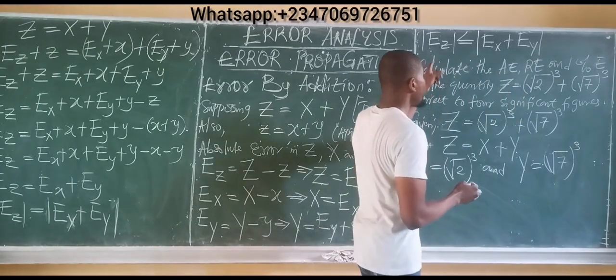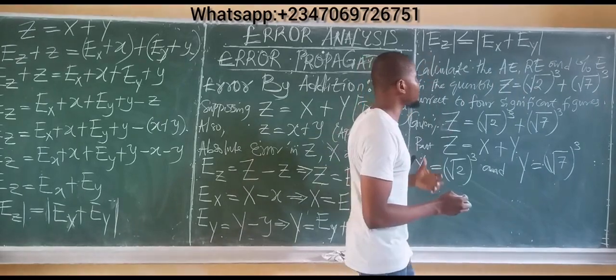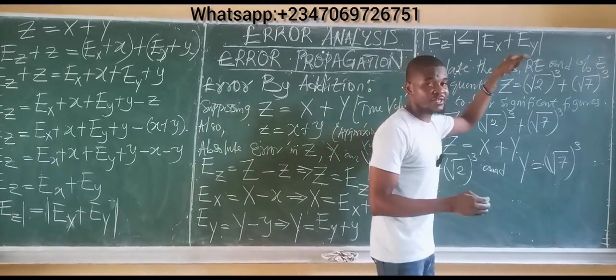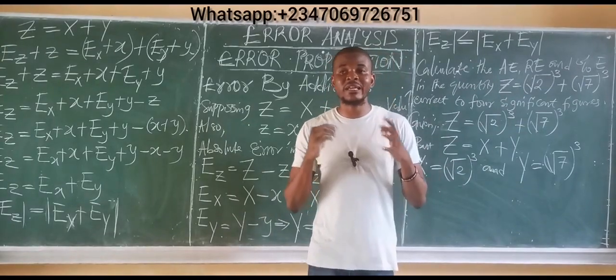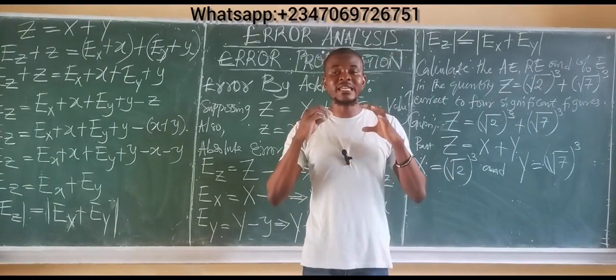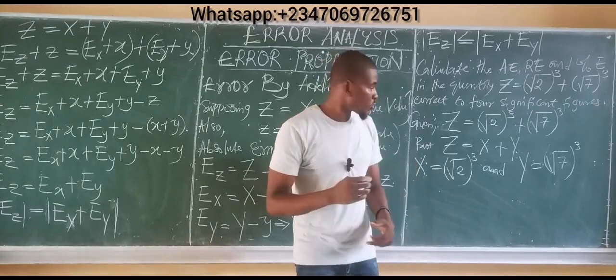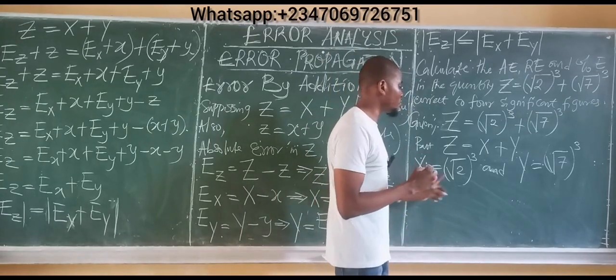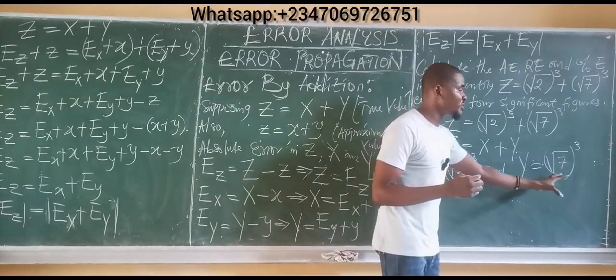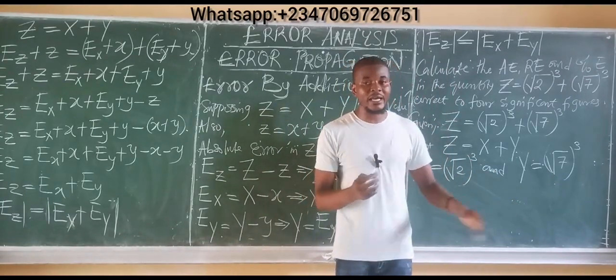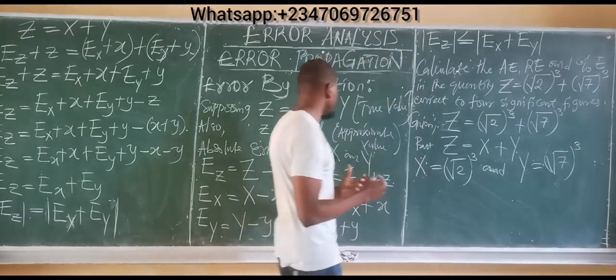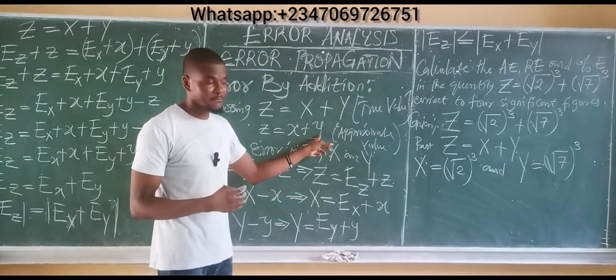Now remember, when we derived the error in z, we said it is simply the error in x plus the error in y. If the functions are adding, then the error of that given quantity is the sum of the individual errors. So if we have the true value of capital X to be this and the true value of capital Y to be this, then we need to find the approximate values of x and y. And the approximate values are what? Small letter x and small letter y.